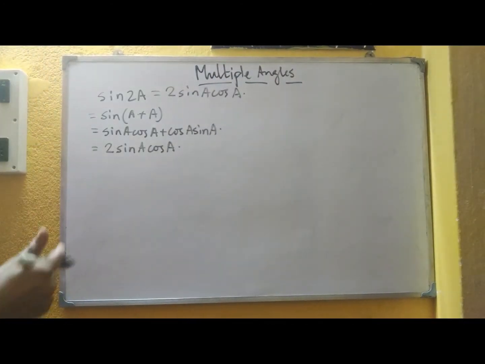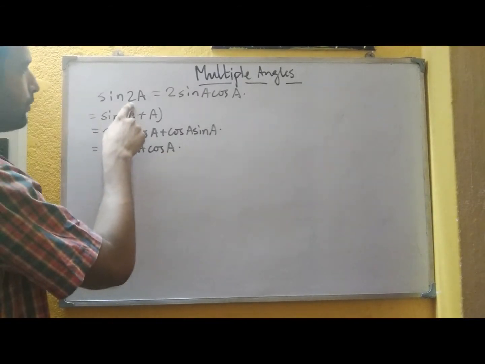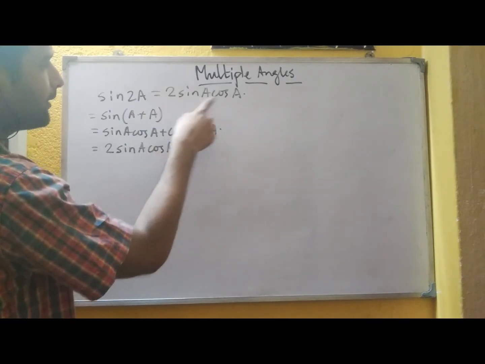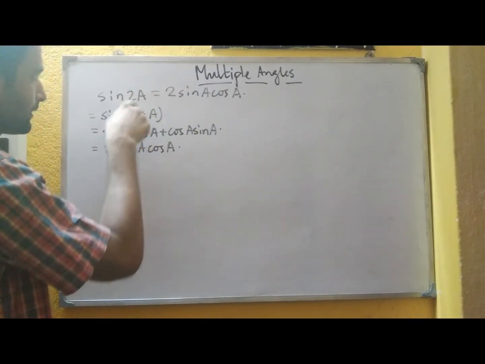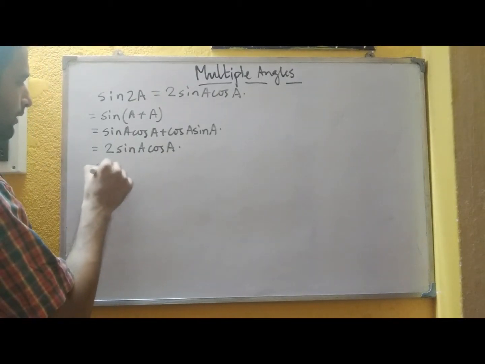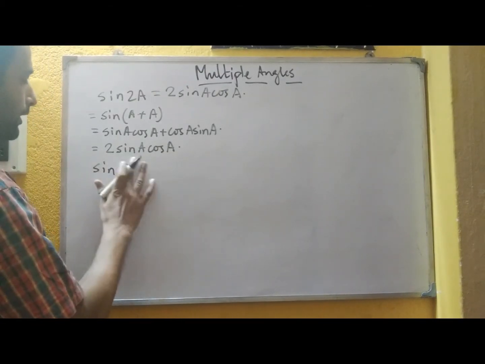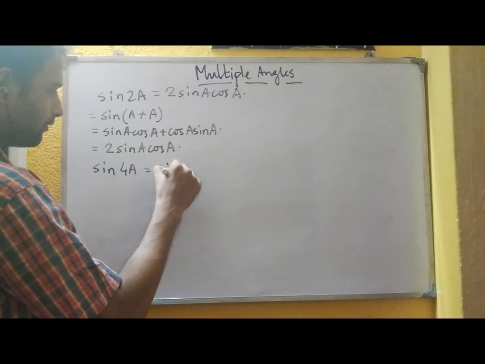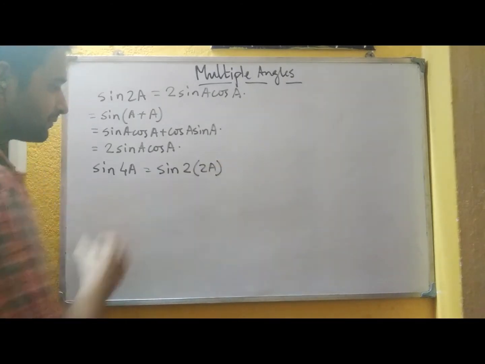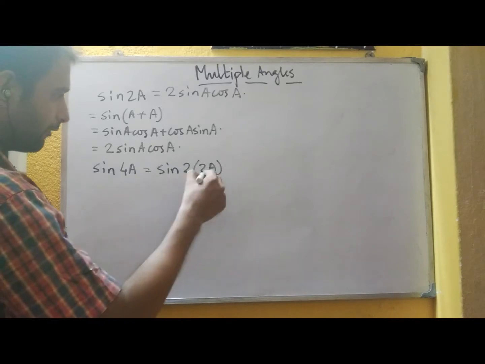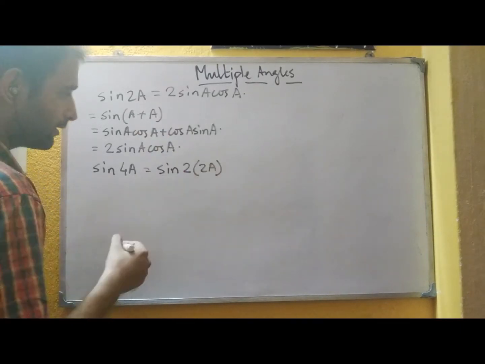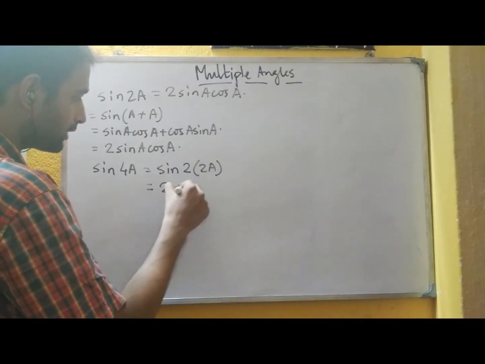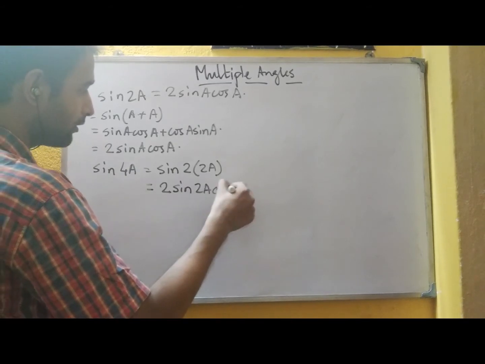So understand the formula very well. Whenever it is twice of some angle, then we can write it as 2 sine of that angle cos of that angle. So you have to recognize this angle. Suppose we are finding sine 4A. Then we can write sine 4A as sine of 2 into 2A. So then our basic angle is 2A here, and we can apply this formula for the angle 2A. So 2 sine 2A cos 2A.